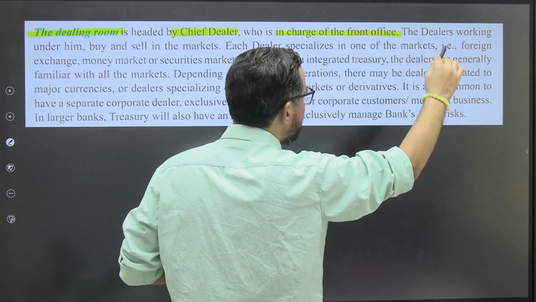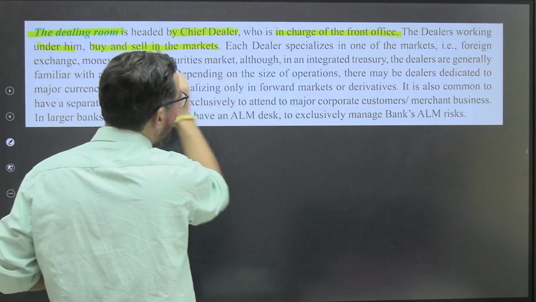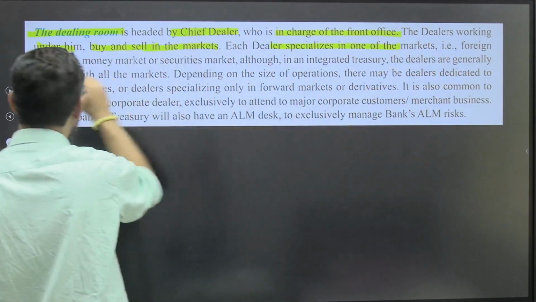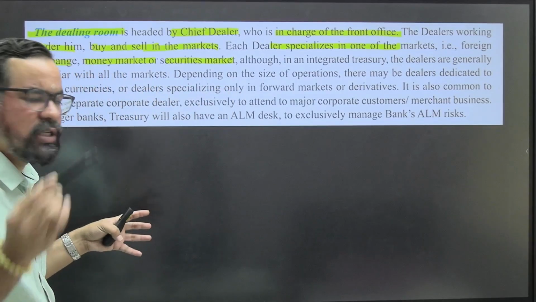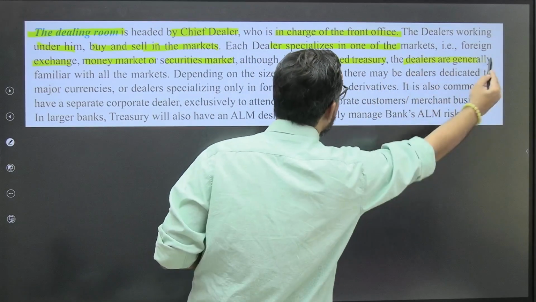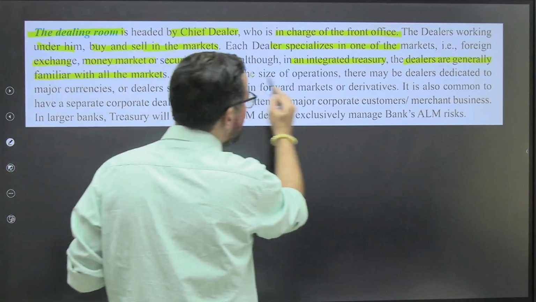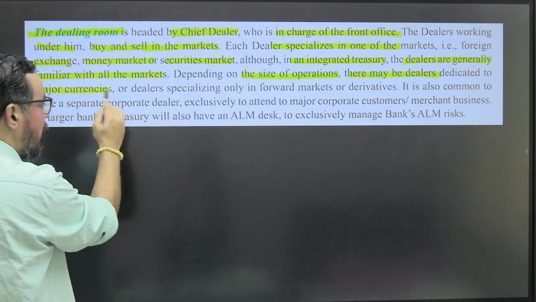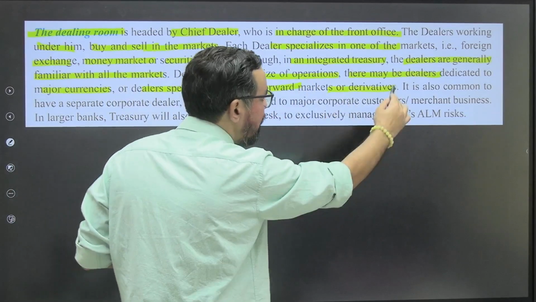of the front office, the dealers working under him buy and sell in the market. Each dealer specializes in one of the markets, foreign exchange या मनी मार्केट या अदर्स, और ऐसा भी हो सकता है कि दे आर हैविंग एक्सपर्टीज इन मल्टीपल मार्केट एज वेल। ठीक है, although in an integrated treasury the dealers are generally familiar with all the markets. ठीक है, depending on the size of the operation there may be dealers dedicated to the major currencies as well, or dealers specializing only in forward market or derivatives.